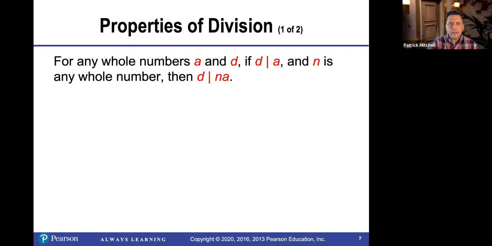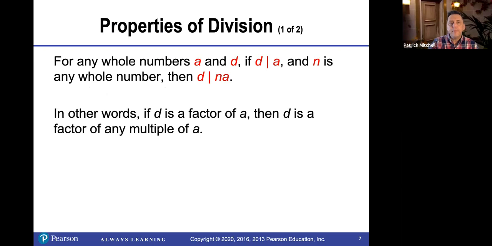All right. Properties of division. For any whole numbers a and d, if d divides a and n is any whole number, then d also divides n times a. So what this says in English is that if d divides a, then d is also going to divide all multiples of a. If d is a factor of a, then d is a factor of any multiple of a.